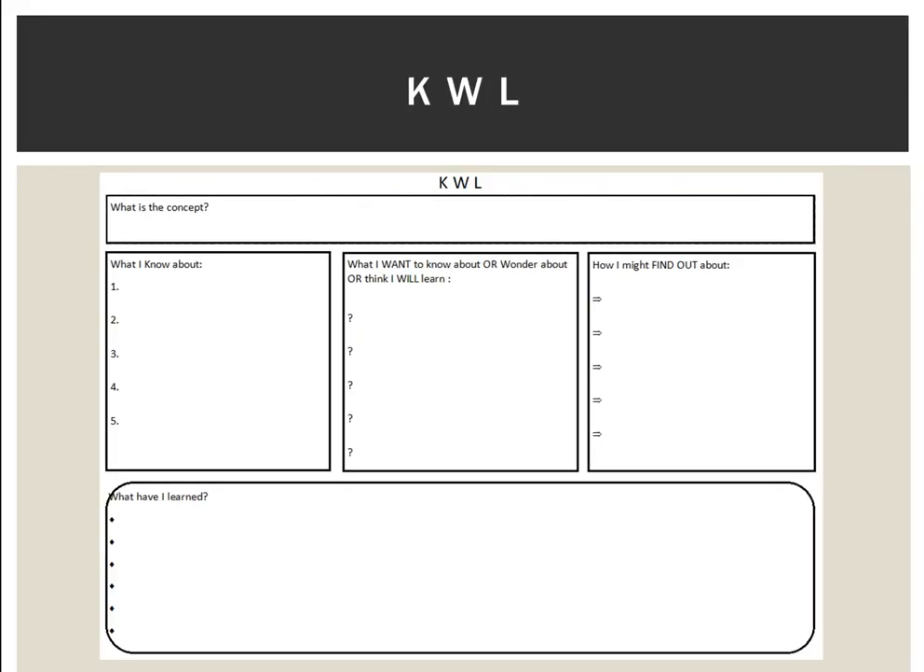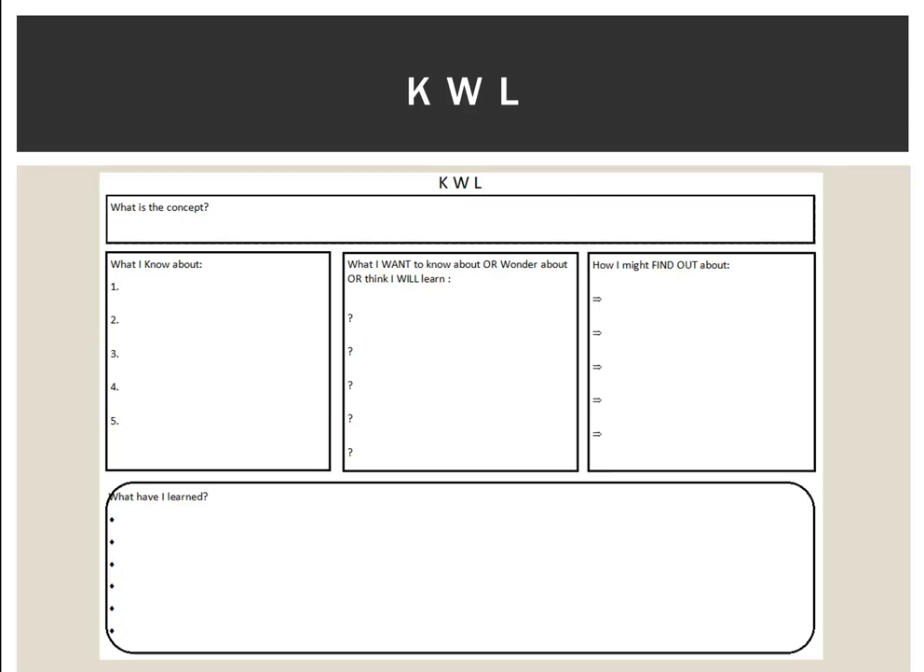Our next one is a KWL chart. So KWL is known also as what do you know, what do you want to know or wonder about, and what do you think you might learn. You can see here that it's got a nice little spot for your concept, so whatever it is or topic that you're actually learning about, or an assessment maybe. So what do you actually know about that assessment already?